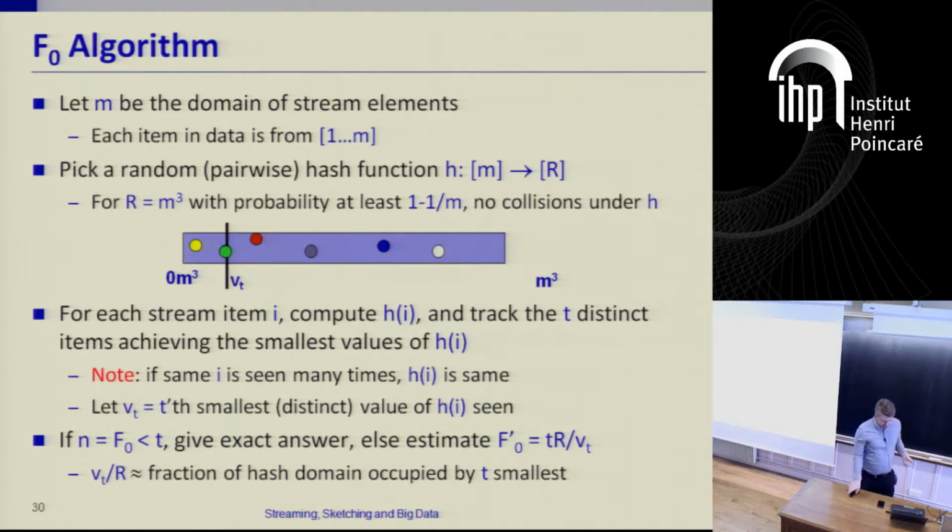You can work out what that extrapolation would look like, and it basically says take t over this value of the hash function of the t smallest, in this case the second smallest, and multiply that up by r. So you can see this term r over vt, the reciprocal of vt over r, is roughly the fraction of the domain occupied by those t smallest elements.